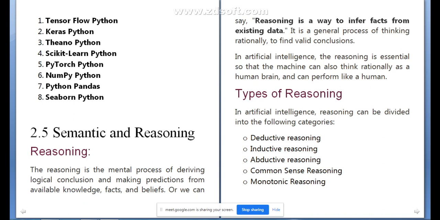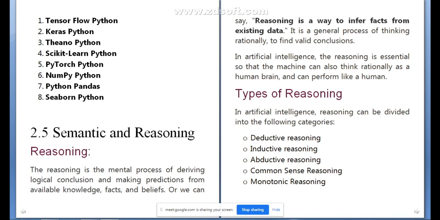So when the artificial intelligence has the reasoning, then that particular machine can perform like a human. How the humans infer the facts from the available data or the knowledge. Understood?